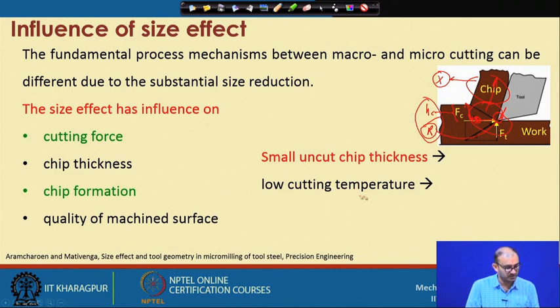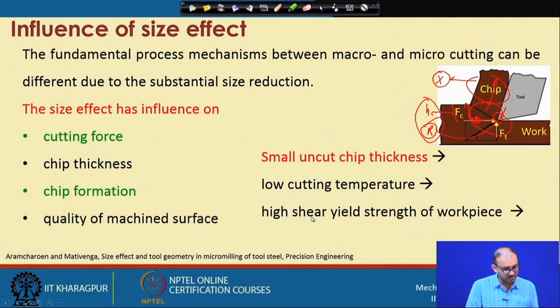So, our cutting temperature is very low, and it will not help in removal of the material by softening the part. If that is happening, then it will result in a high shear yield strength of the material, because your material is not going to soften, and that means you have to provide more force to cut the material. Then you end up with a high friction coefficient, because now your Ft will increase, and that is the reason your rubbing will be very high in this particular case.